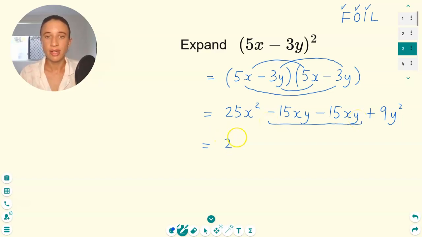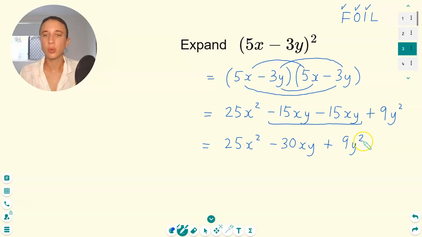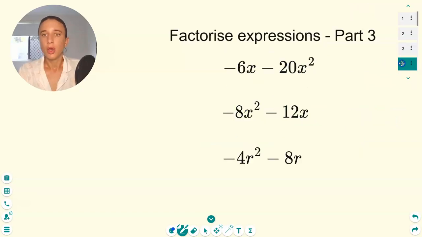So I'll write 25x squared straight down. Negative 15xy take 15xy. It's getting more negative on that number line. So you're making it negative 30xy. Plus 9y squared.